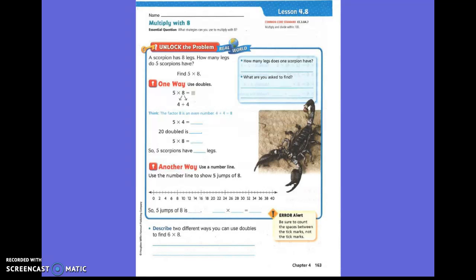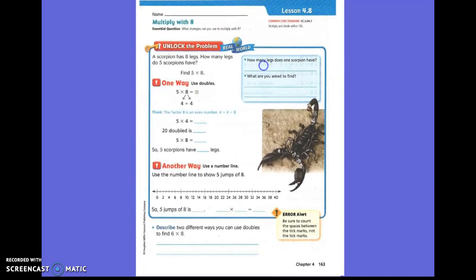Read the short little problem, guys. A scorpion has 8 legs. How many legs do 5 scorpions have? Sorry, how many legs does one scorpion have, everybody? 8 legs. Write that down, please.